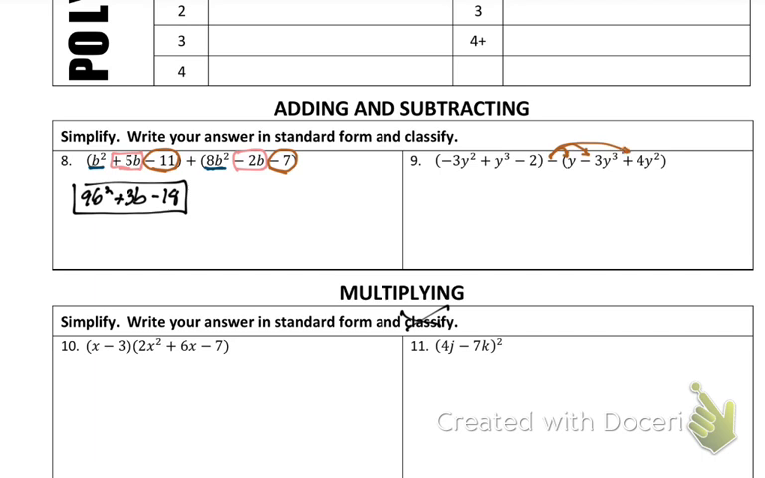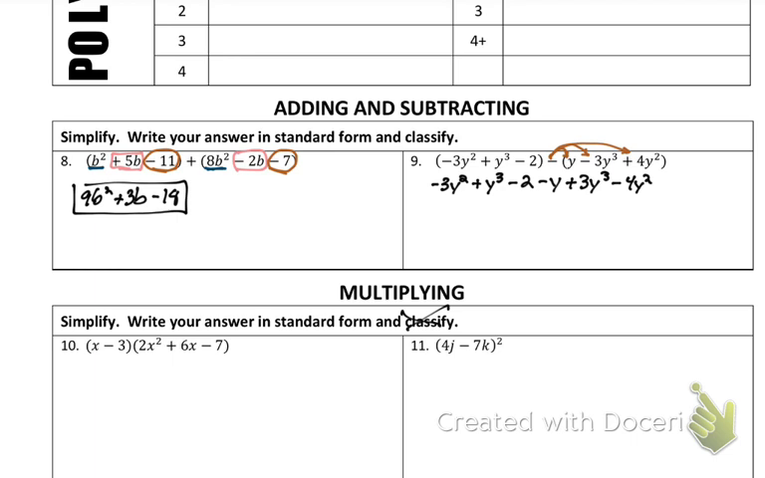The first parenthesis disappears because it really is a positive in front of there. So that just disappears. We're going to have negative 3y squared plus y cubed minus 2. We're going to have a negative y. We're going to have a positive 3y cubed. And we're going to have a negative 4y squared.